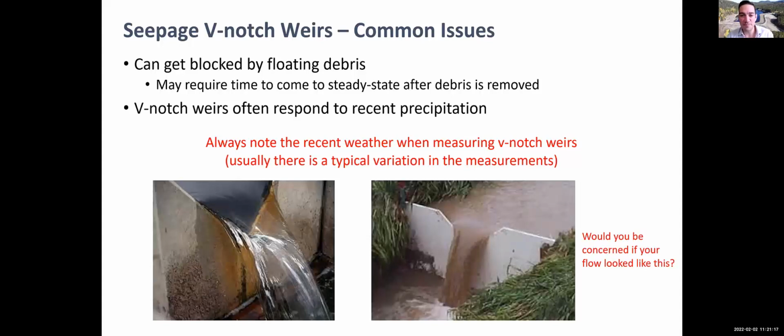And there's a little note there. Would you be concerned if your flow looked like this on the bottom right? I certainly would be, because there may be more going on than just a little bit of sediment coming through. You may have an internal erosion issue on your hands.